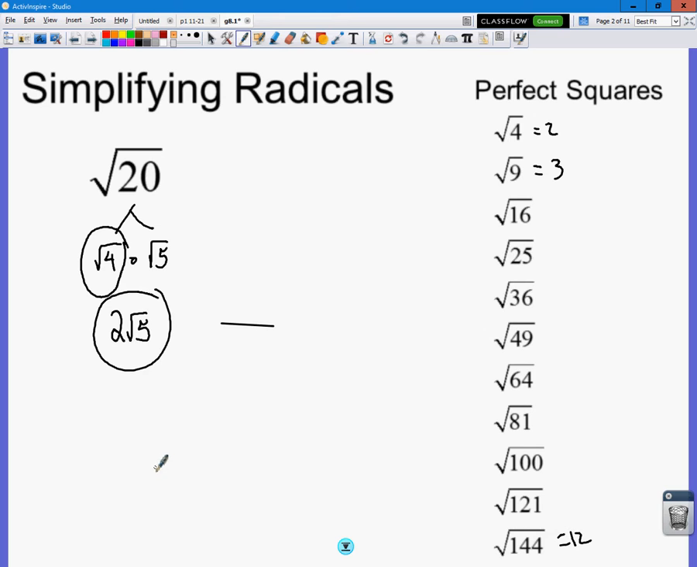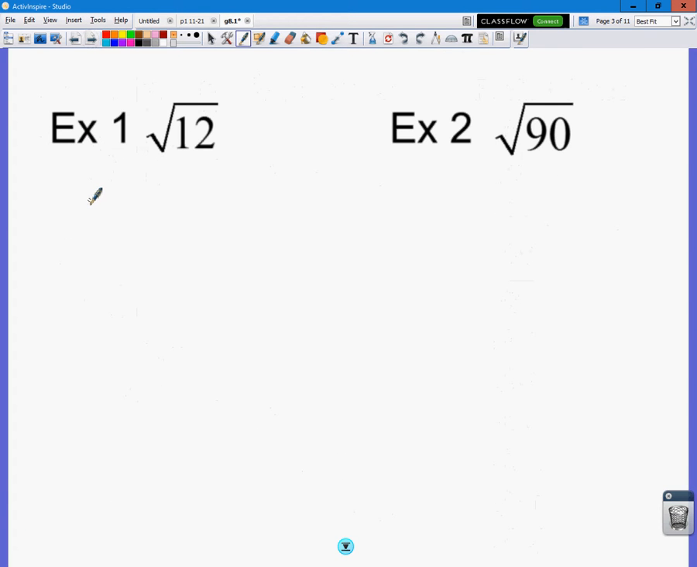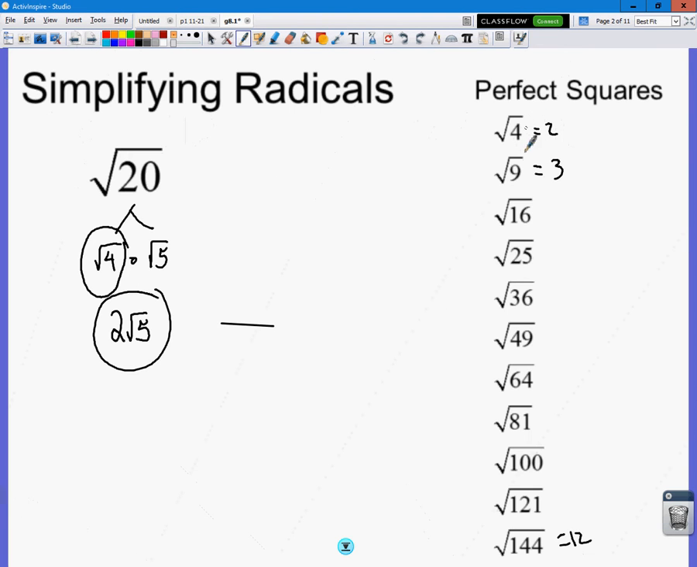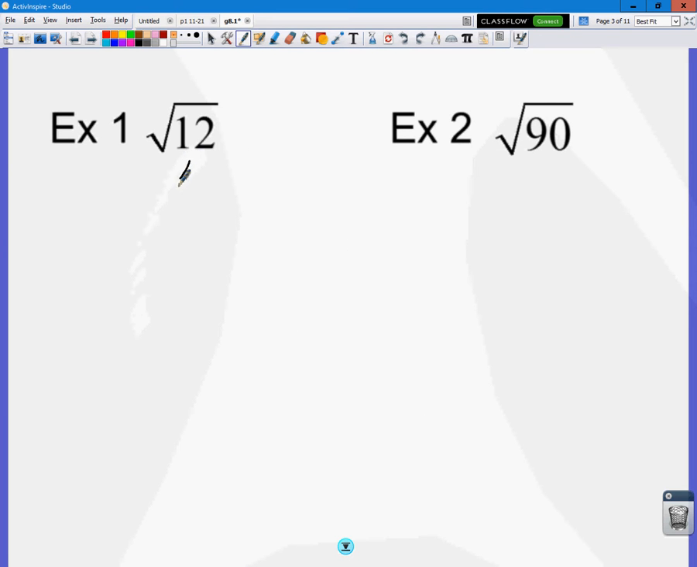And again, to me, this is similar to simplifying a fraction. We should be able to simplify a radical. So let's take a look at a couple examples. Square root of 12. In our perfect squares, what will go into 12? What goes into 12? 4. How many times does it go into it? 3. So I can see the square root of 4 times the square root of 3 would have given me the square root of 12. But that is 2 square roots of 3.